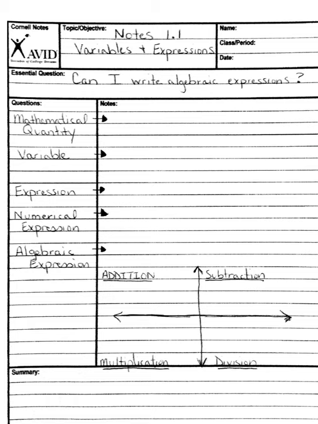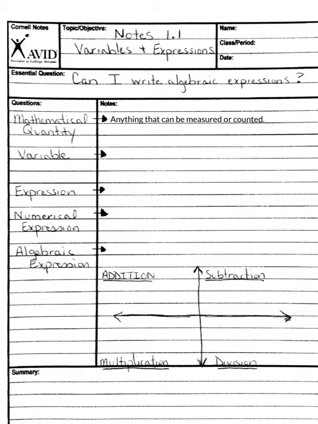The first vocabulary word we want to look at here is, what is a mathematical quantity? And we know that that is anything that can be measured or counted. So anything that can be measured or counted is a mathematical quantity. And we want to also then look at our definition here of what is a variable.